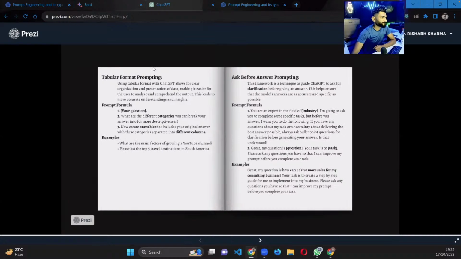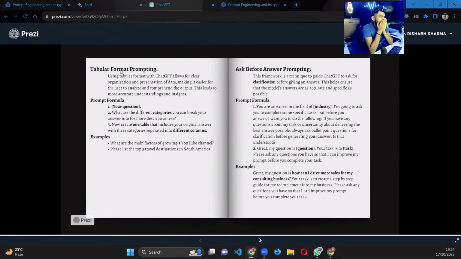Now comes tabular format prompting. So what is the formula of tabular format prompting basically? You will ask your question, then what are the different categories you can break your answer into, to be more descriptive. Okay, fine. Now create one table that includes your original answer with these categories separated into different columns.